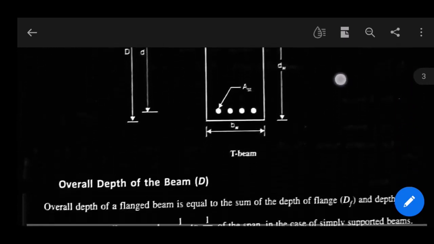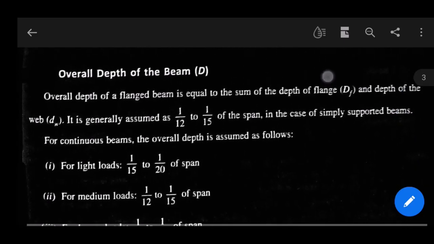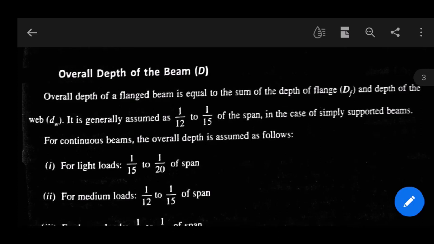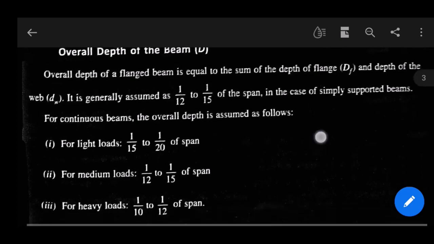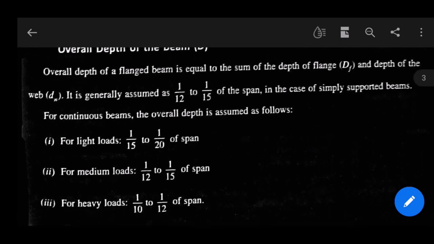Okay. Now, overall depth, that is capital D. Overall depth of a flanged beam is equal to the sum of the depth of flange Df and depth of the web dw. It is generally assumed as 1/12 to 1/15 of the span in case of simply supported beams, but for continuous beams the overall depth is assumed as follows: for light loads 1/15 to 1/20 of span, for medium loads 1/12 to 1/15 of span, and for heavy loads 1/10 to 1/12 of span. Okay.